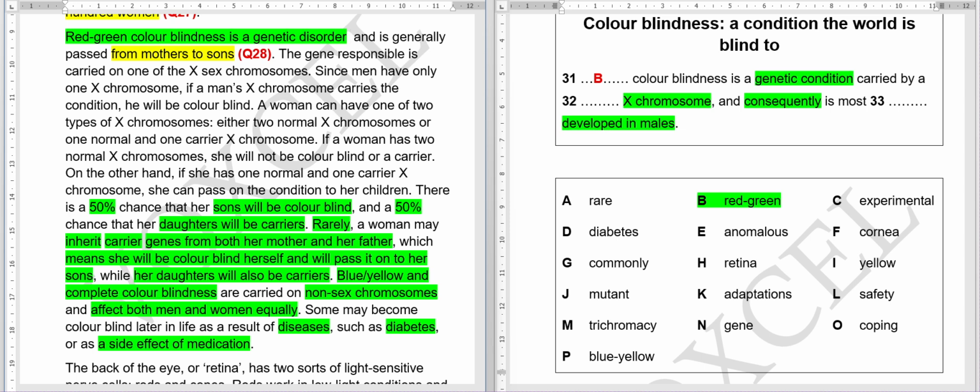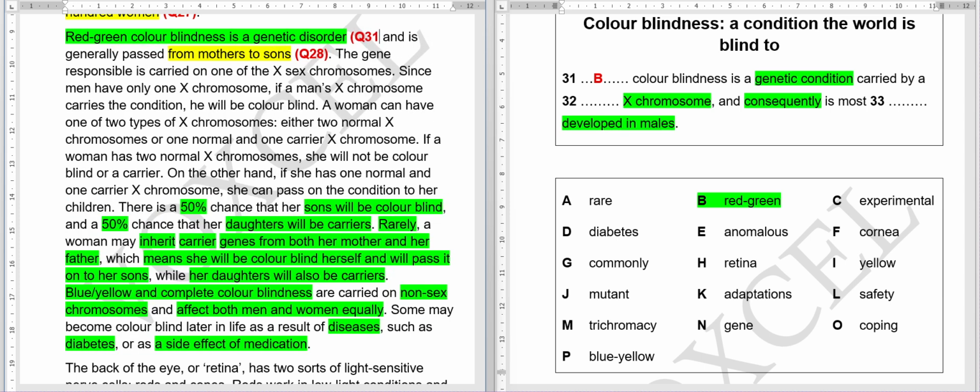Right, and in the meantime, you can read the second question, 32. It will give you some extra time to solve that. Okay, now question 32, carried by a dash X chromosome. The gene responsible is one of the X sex chromosomes. Since men have only one, if that one X chromosome carries the condition, he will be colorblind. This is our location for this particular blank. And again, you will have around 10 seconds to tell me the answer to this particular question, and your time starts now.